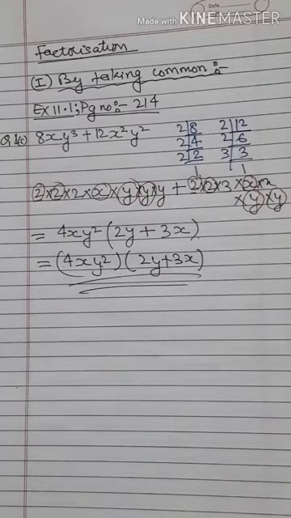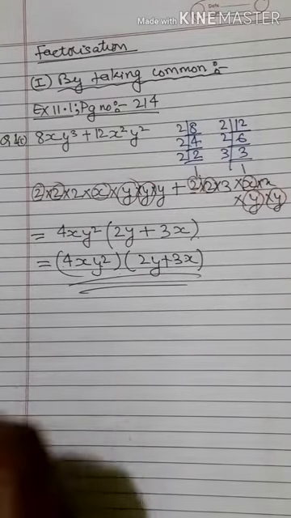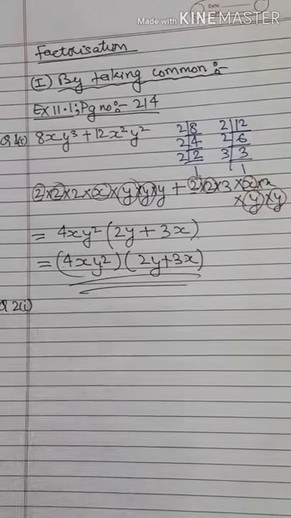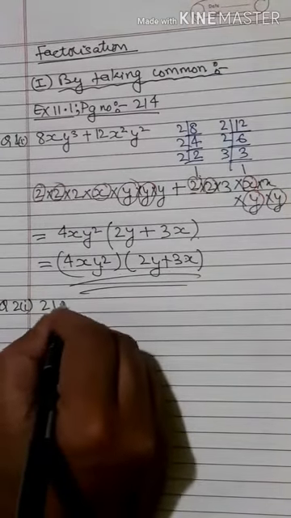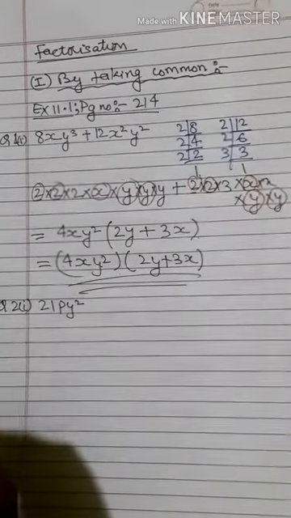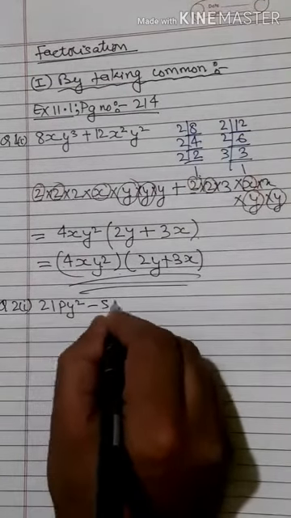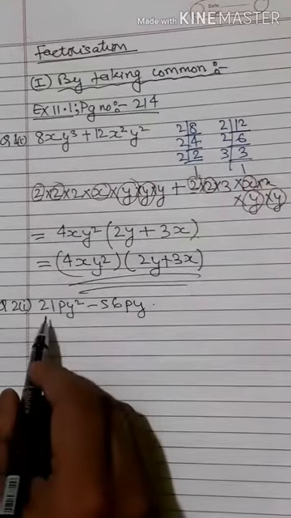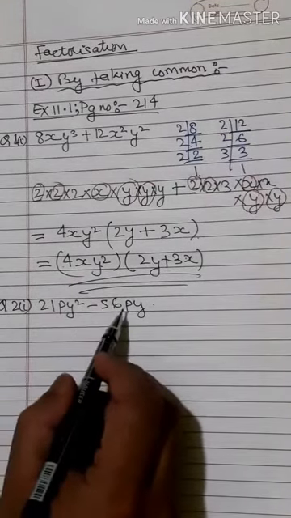Now let us take one more example. Things will be more clear. Question number 2, Roman 1. The question reads as 21py² minus 56py.